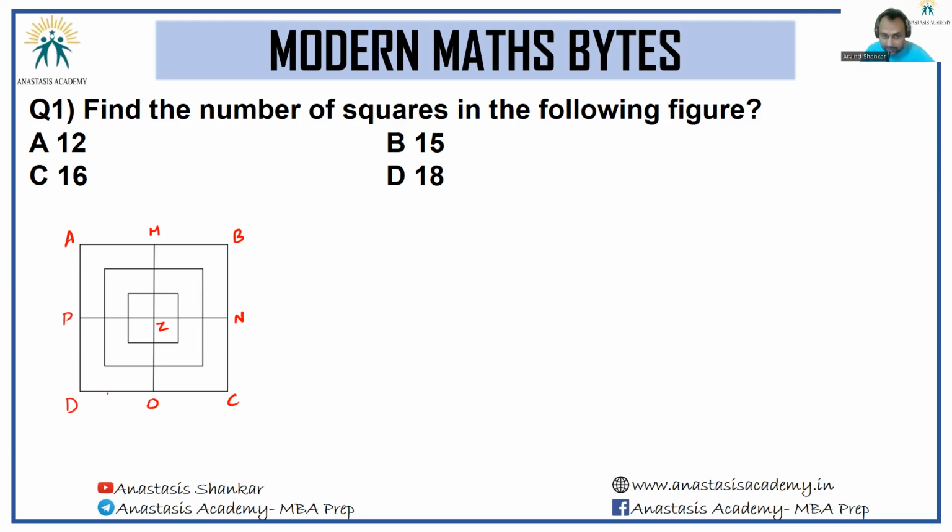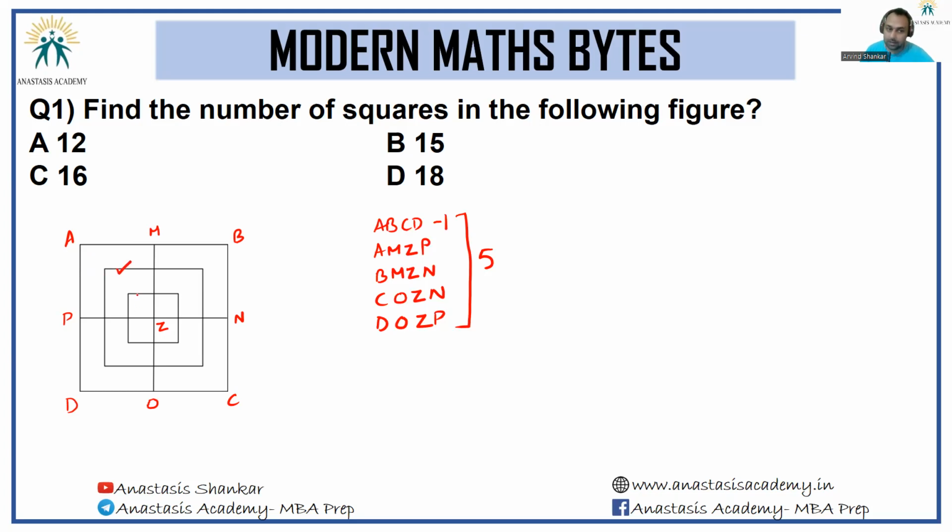Now see, for the large square ABCD, you of course have ABCD as one square. Then you also have AMZP, you have BMZN, you have COZN, and you have DOZP. So altogether, for one large square, you get 5 subsquares. Using the same idea, you can go ahead and check.